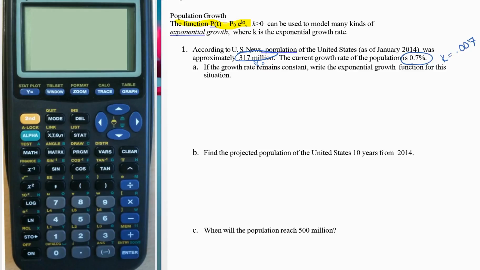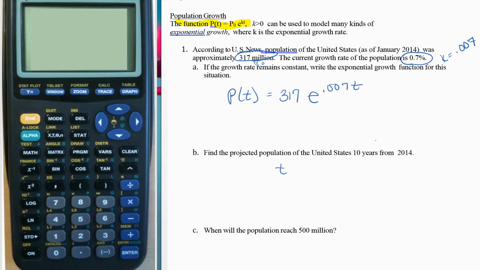So A says, if the growth rate remains constant, write the exponential growth function for the situation. So we'd have P of t equals 317 million. We'll just put it in terms of millions, so we can just put 317 e to the 0.007t. So B says, find the projected population of the United States 10 years from 2014.